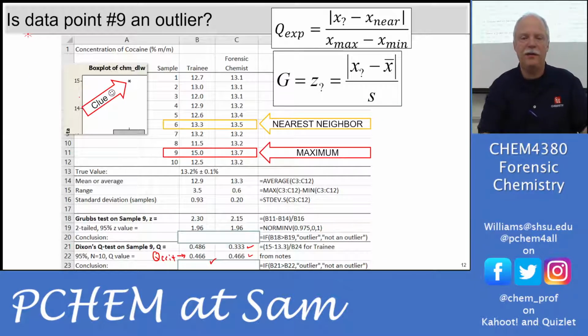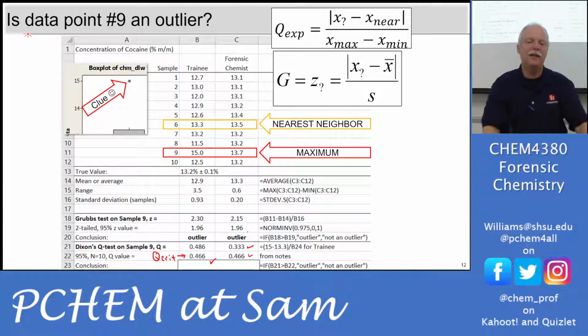So here we test that with the Z-transform. We calculate that distance from the mean, and we calculate the Z value, this distance from the mean divided by the standard deviation, and we get 2.5. And then here's our 1.96, which is our 95% Z value. And so the Grubbs test tells us this is an outlier.